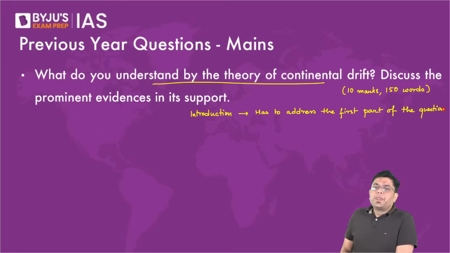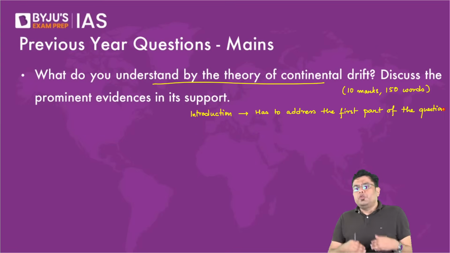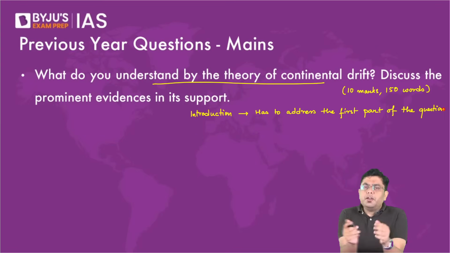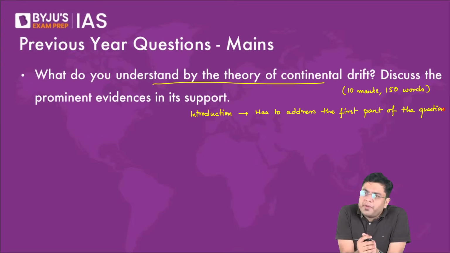So, here in the introduction, what will you write? In the introduction, you can write that the theory of continental drift provided by Alfred Wegener talked about the existence of a supercontinent named Pangaea, which eventually broke down and the continents drifted to take their present shape. That is it. It will take you maximum around 10 words to write this.